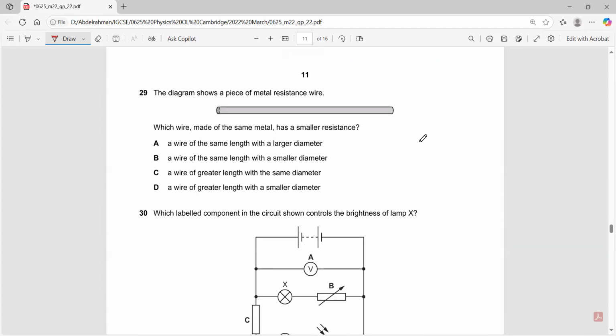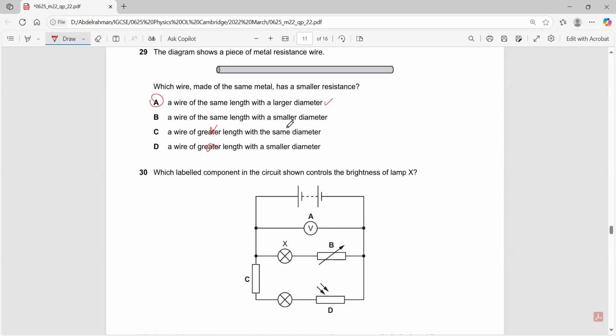Question 29. The diagram shows a piece of metal resistance wire. Which wire made of the same metal has a smaller resistance? What should I do to the length and what should I do to the area? I need to decrease the length and increase the area. So it's either the same length or a greater length. No, I would stick with the same length. What about the diameter? I need to increase the diameter to decrease the resistance.